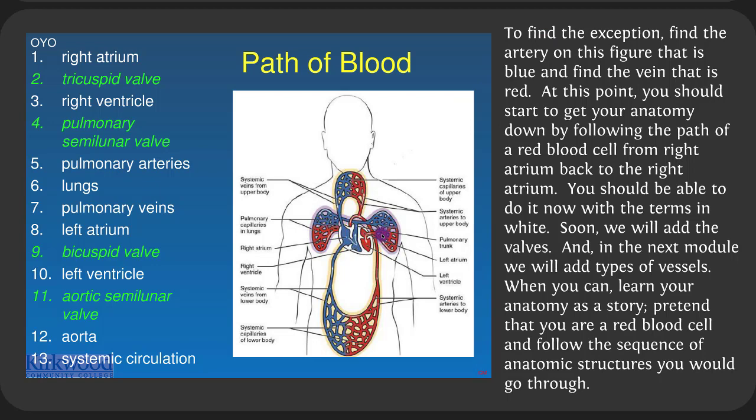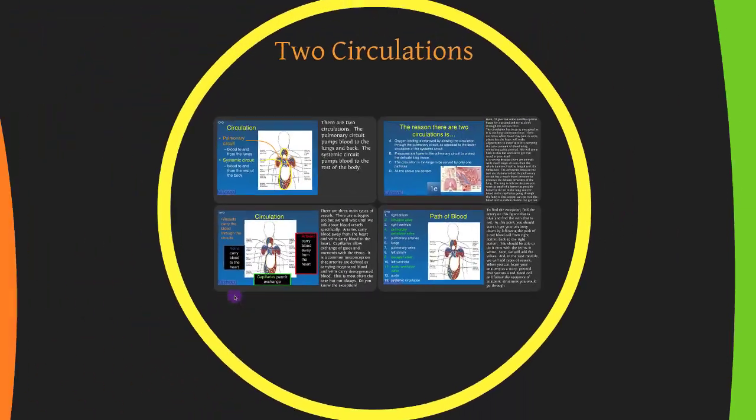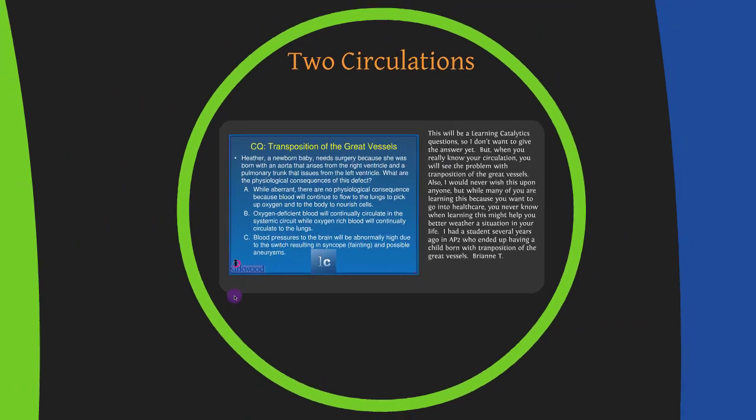At this point, you should start to get your anatomy down by following the path of a red blood cell from right atrium back to right atrium. You should be able to do it now with the terms in white. The ones in green we're going to get to shortly. Soon we'll even add more, so we'll add types of vessels. And when you can learn your anatomy as a story, pretend that you're a red blood cell and follow the sequence of anatomical structures you would go through from right atrium to right atrium. Honestly, it's not something you have to do in lecture, but it is going to be a question on your practical in lab.